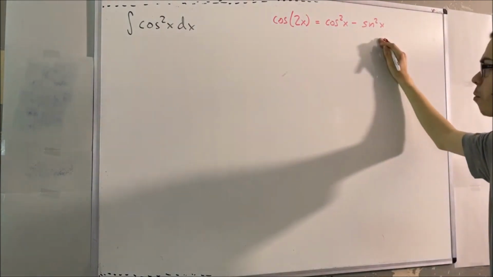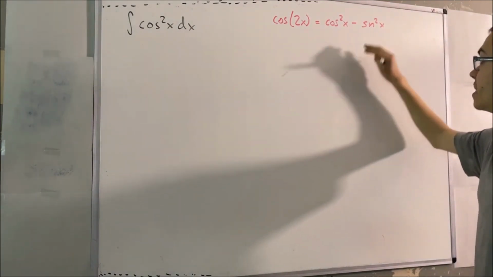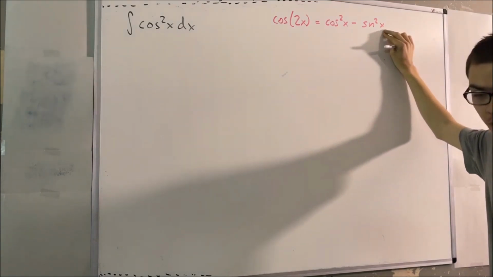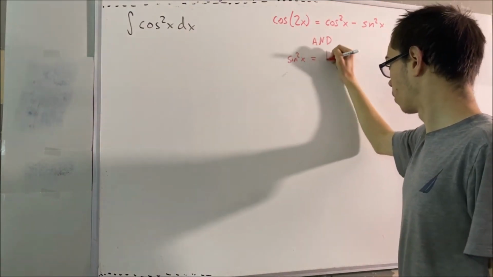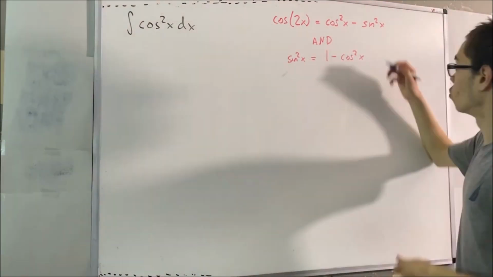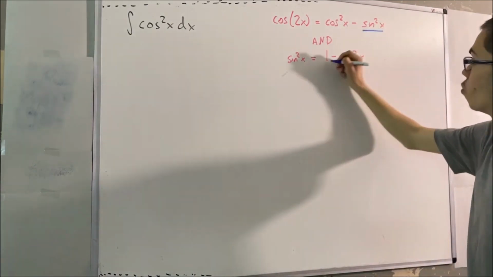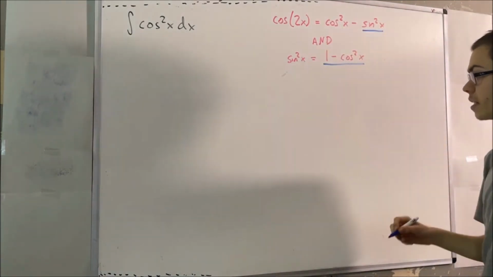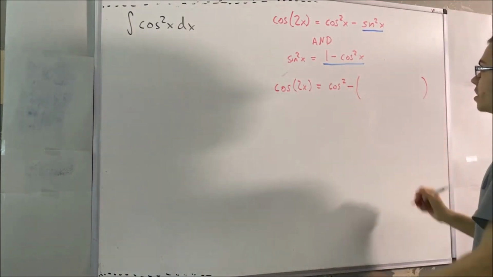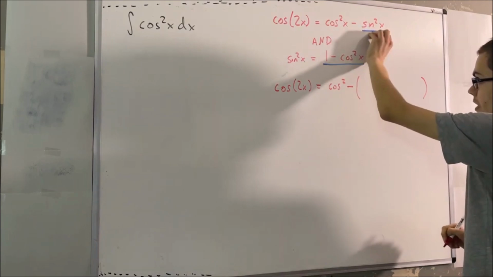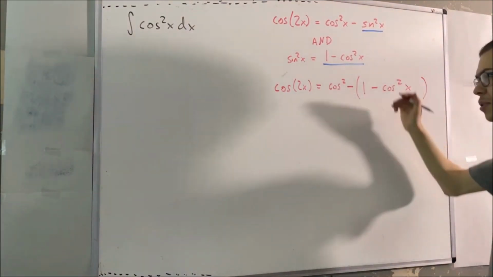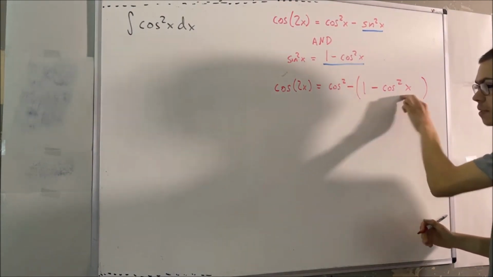this. Now, by the Pythagorean identity, sine squared of x is also equal to 1 minus cosine squared. So both of these two identities are true, therefore we can replace the sine squared of x with 1 minus cosine squared of x. And so that's what we're going to do. As you can see, because we're subtracting sine squared of x, we're going to have to subtract this in parentheses. So now that we have this, we can distribute the minus sign across.